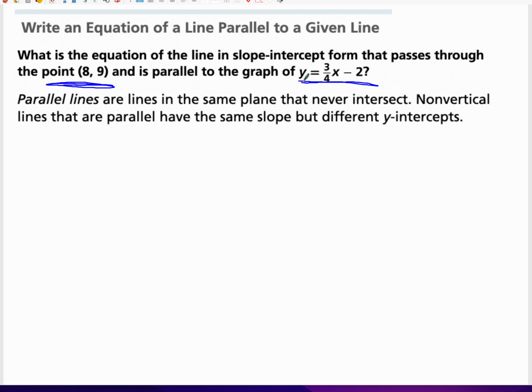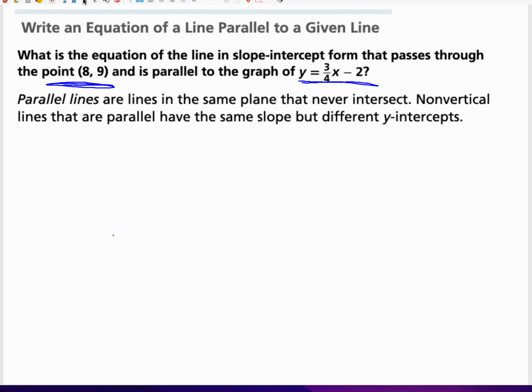Also, vertical lines don't have y-intercepts. Think you understand that? Because if you have a graph and you have a vertical line, it's parallel to the y-axis. It never touches the y-axis. Then it still doesn't have a y-intercept. It is the y-axis because it doesn't have one point where it contacts the y-axis. Okay, so let's talk about our steps here.